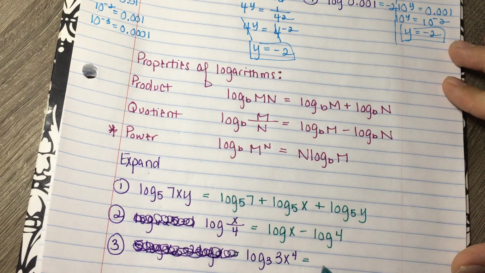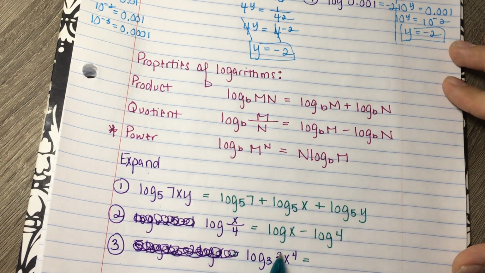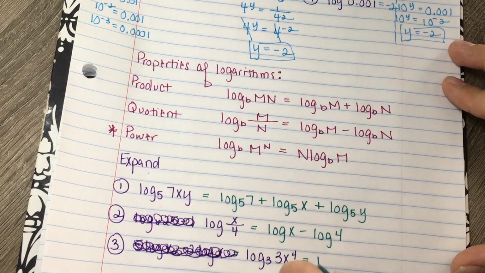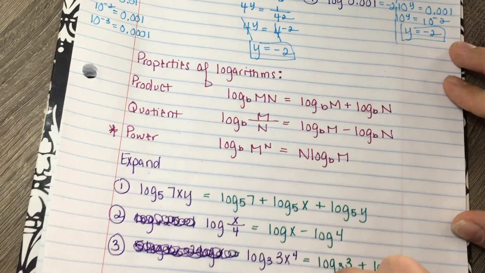All right, expanding. I can see that the 3 and the x to the 4th are first joined with multiplication. I can't do power property yet because the 3 is not being raised to the 4th power. If I brought the 4 to the front, it's like saying the 3 is raised to the 4th power, and it's not. So first, I'm going to split this up using that product property.